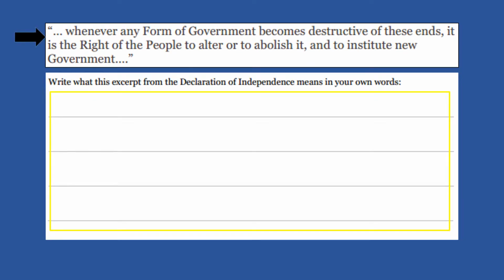Whenever any form of government becomes destructive of these ends, it is the right of the people to alter or to abolish it and to institute new government. Write what this excerpt from the Declaration of Independence means in your own words.